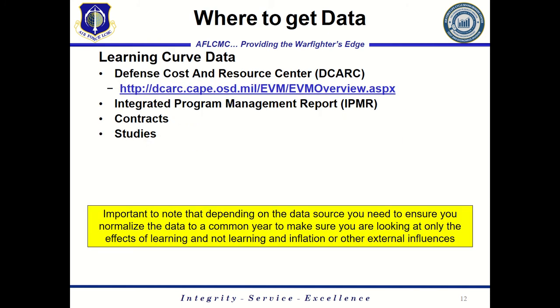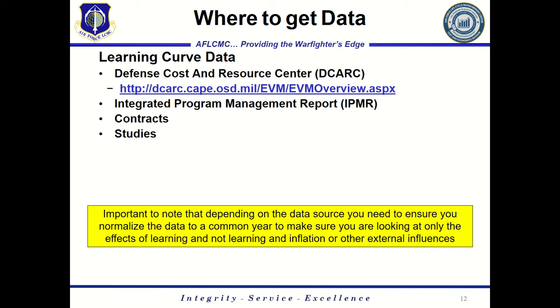So where can you get the data? A lot of the data that we can use in the cost community in defense acquisition is available through the Defense Cost and Research Center, DCARC, which the website's there. You have to have a CAC card to get into there. You can also have integrated program management reports, which are deliverables for a lot of contracts where there's cost plus contracts or incentive type contracts.